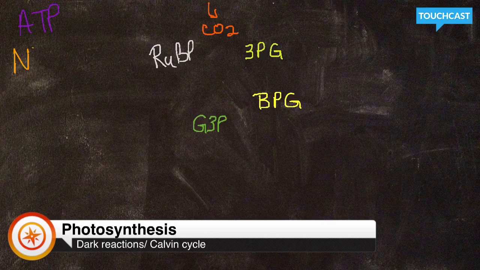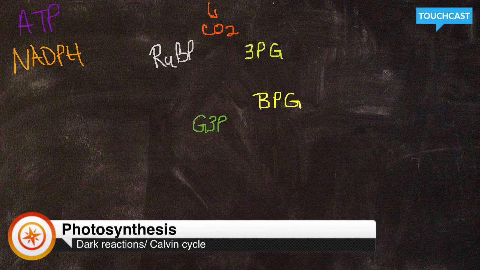And these are high energy carriers from the light reactions. So electrons and protons, which were in the form of hydrogen ions, were used to create these energy molecules. So the energy is actually stored within them so that it can be used here.